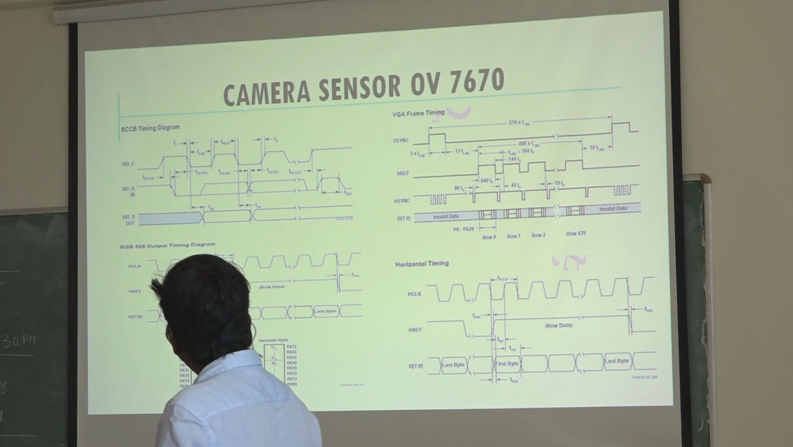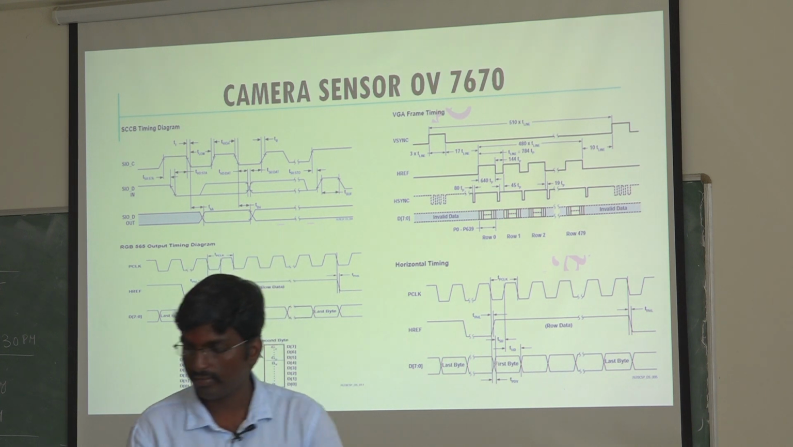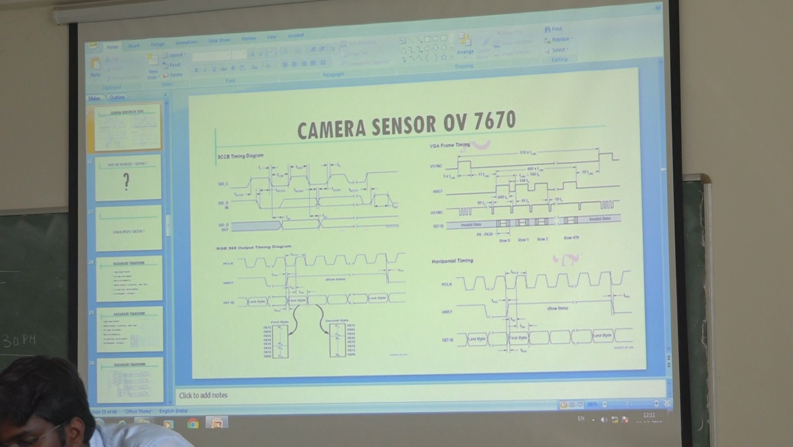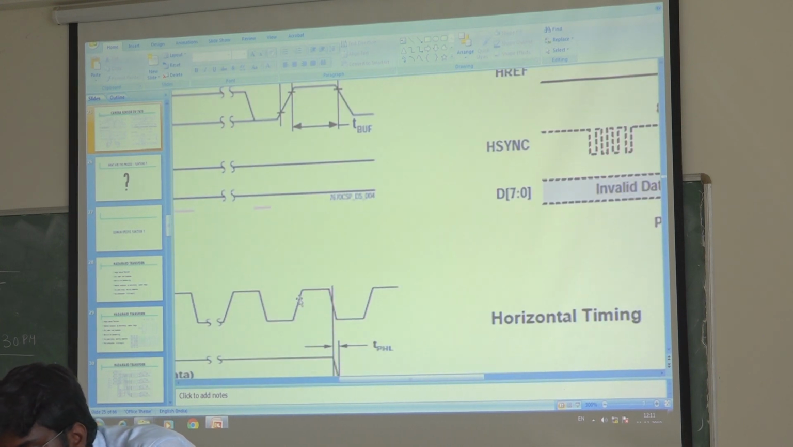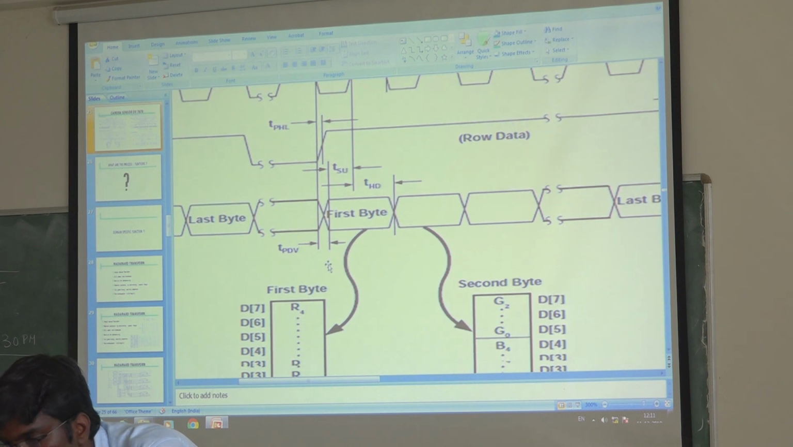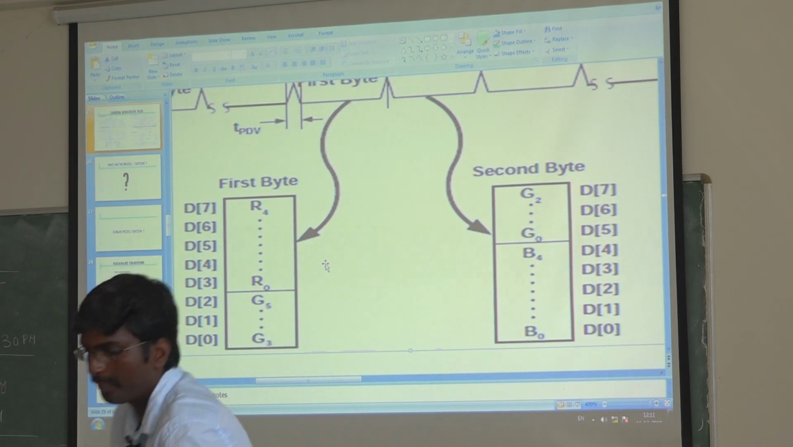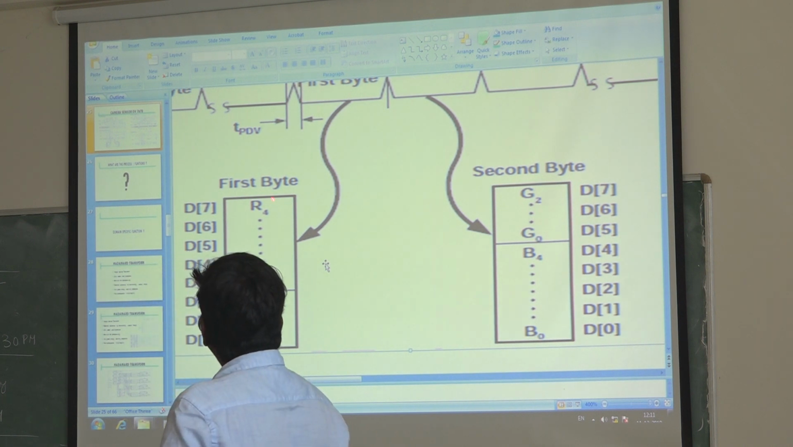But if you check, D0 to D7 is the first byte, in the same order, but the second byte, is it visible or not? Sir, can you zoom? Okay, I guess now it's visible.